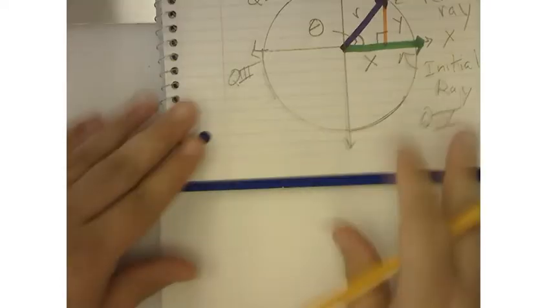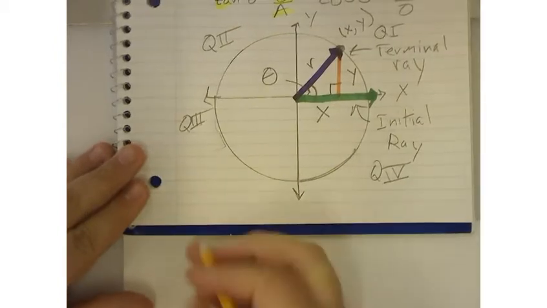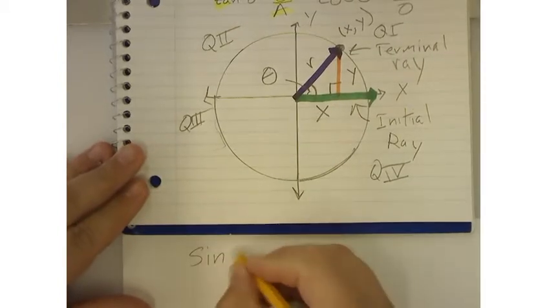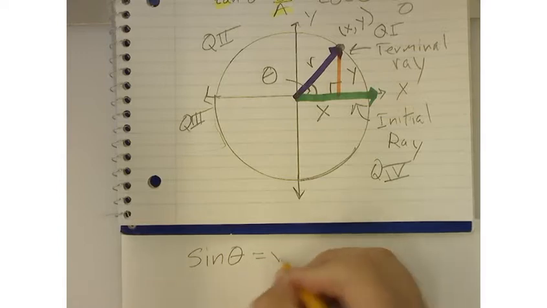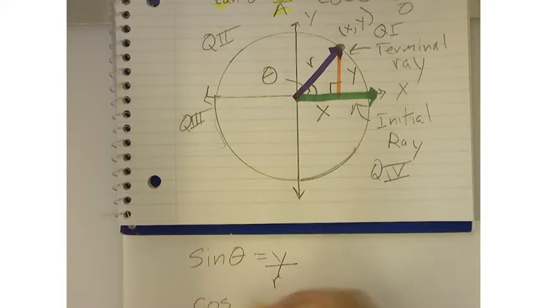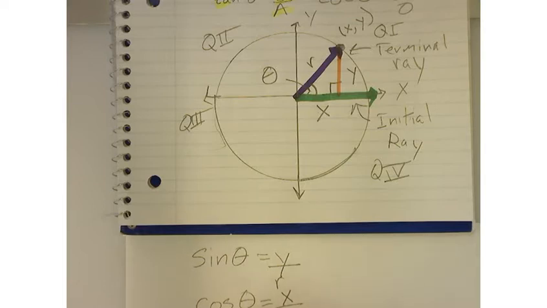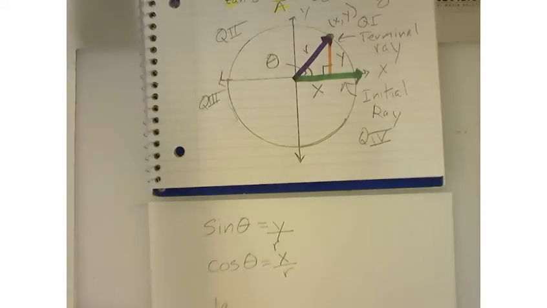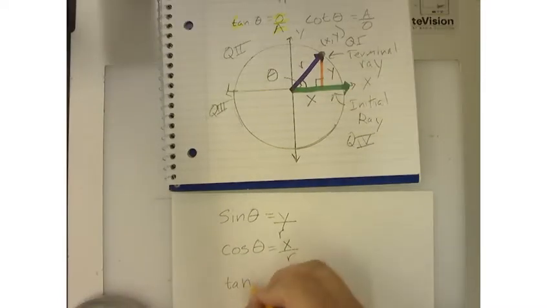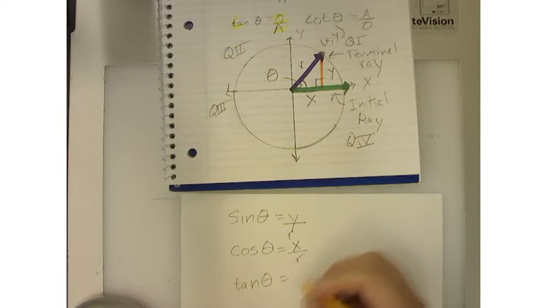I might say something like sine of theta, which is usually the opposite over the hypotenuse, can be written as y over r. Where cosine of theta could be written as the adjacent over the hypotenuse, but in this case it would be x over r. And then tangent of theta, and I gotta slide this up a little bit, zoom out. Tangent of theta would be y over x.